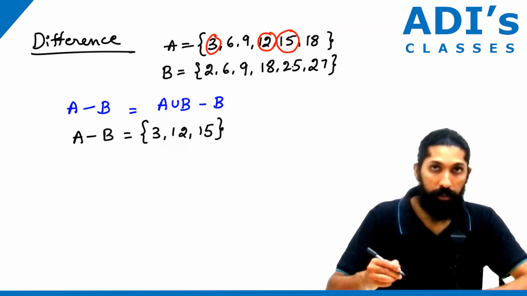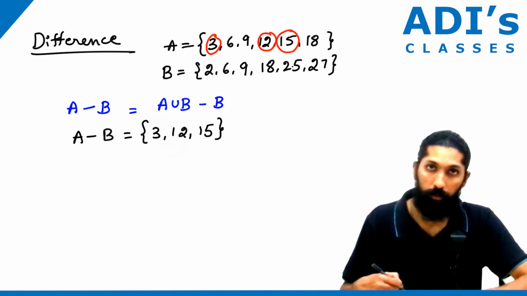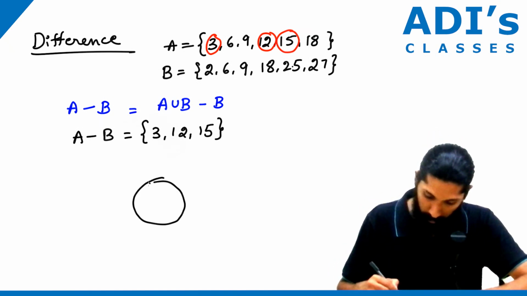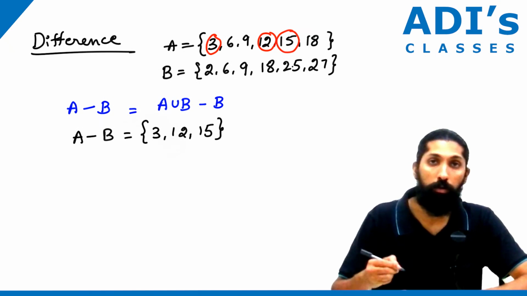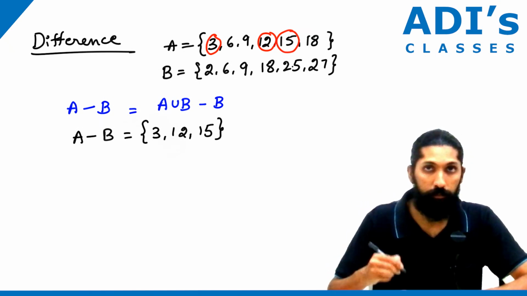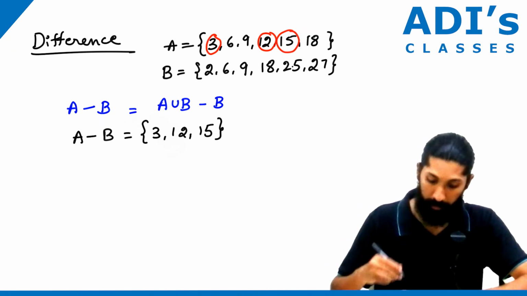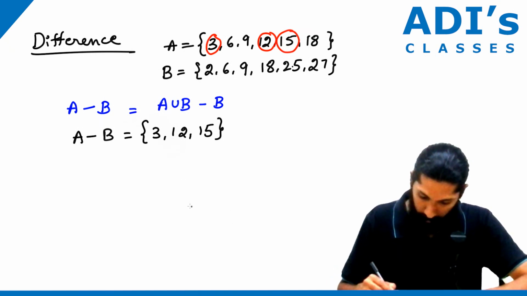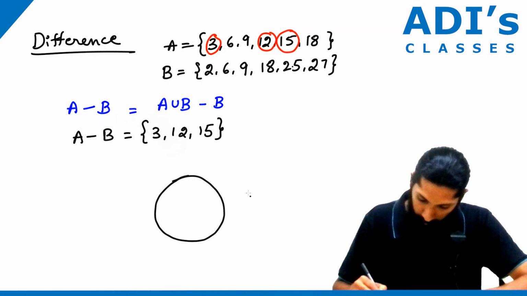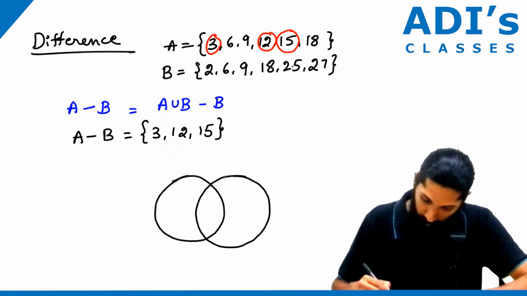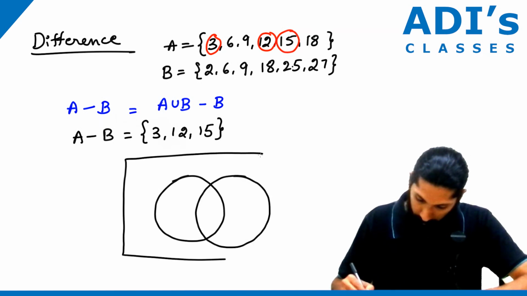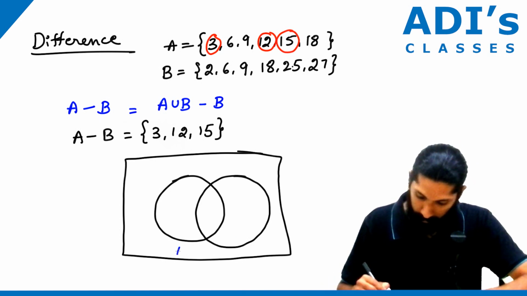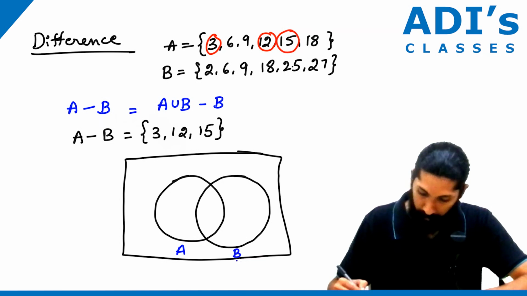Now, how do we represent this over the Venn diagram? This is the next question, correct? So how do we represent it over the Venn diagram? This is the next part. In the Venn diagram, again, this is set A, set B. We have the whole thing. So here, this is going to be set A, this is going to be set B.